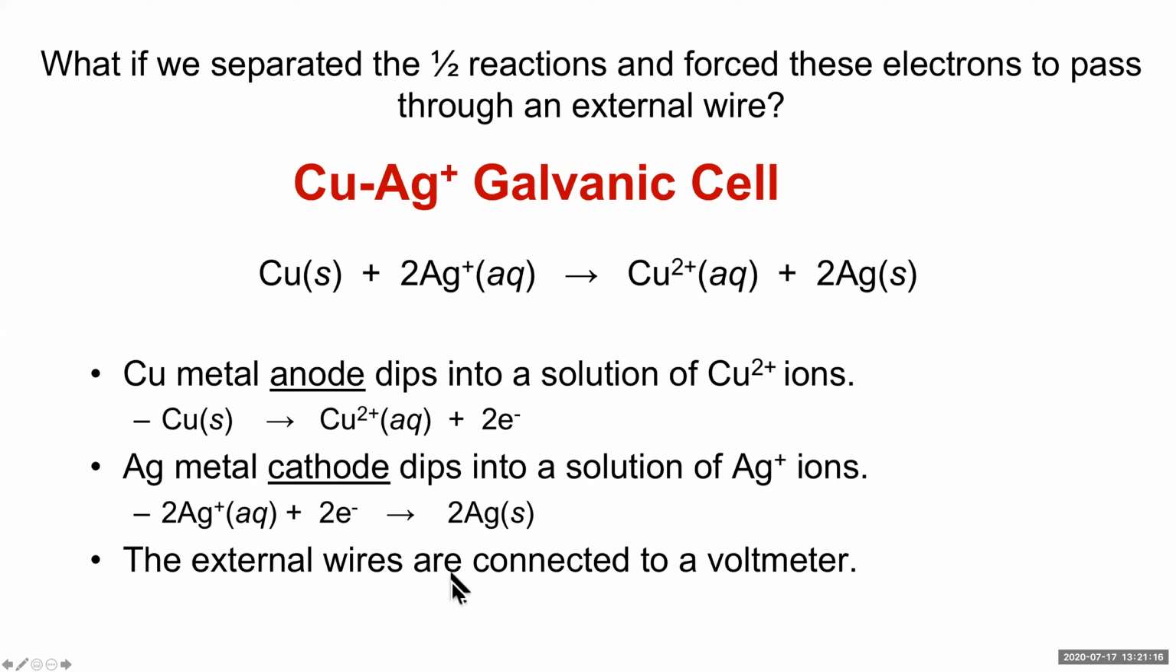And then there's an external wire that connects the electrodes, that connects the anode with the cathode. And if you pass this through a voltmeter, you see how many volts are being produced. And in the next section of the chapter, we're going to be able to calculate the volts from this kind of galvanic cell.